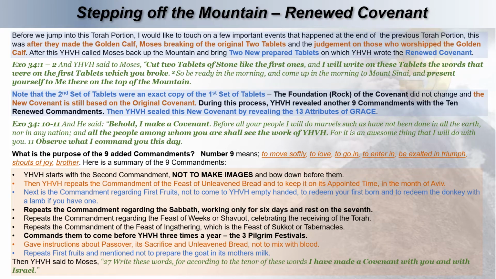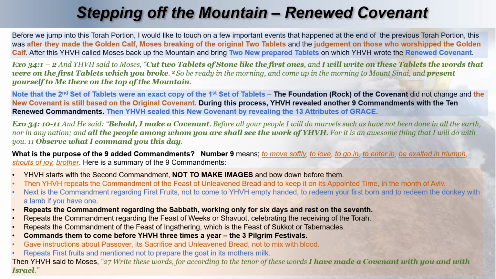Then Yahweh gave instruction regarding the Passover, the sacrifice of the unleavened bread, and the sacrifice, and then the instruction about unleavened bread, and not to mix with blood, so it needs to be roasted and then consumed. Then Yahweh repeats the commandment about first fruits, and not to prepare a goat in its mother's milk, which is a thing they did in the pagan cultures, and for them not to adopt that. So what we see here is a summary of the things that are important to Yahweh.